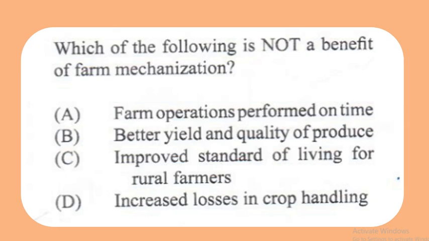Which of the following is not a benefit of farm mechanization? A, farm operations performed on time. B, better yield and quality of produce. C, improved standard of living for rural farmers. Or D, increased losses in crop handling. And the answer is D.